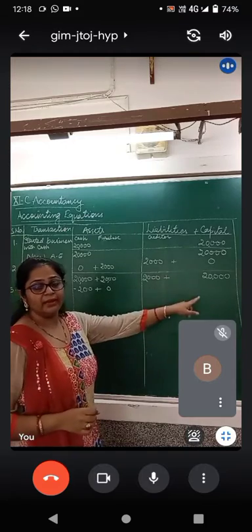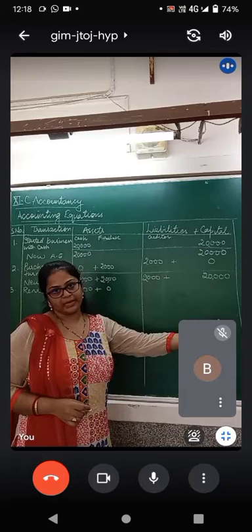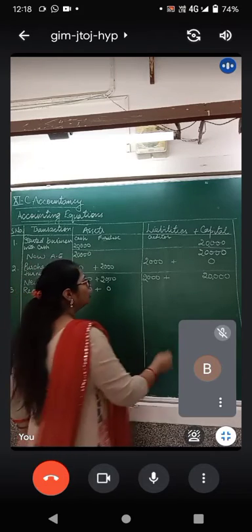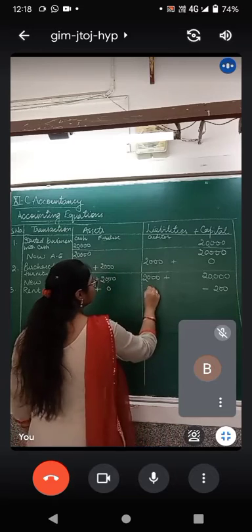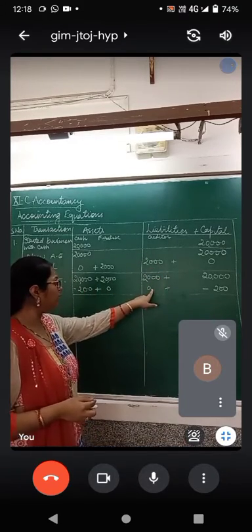Now rent is paid. It is an expense. Any expense will ultimately be subtracted from capital. So what you do? You subtract it from capital. And nothing is happening with the creditors. So it is 0. In whichever head no transaction has any effect, there we write 0, and where there is an effect, we write the amount with a plus or minus.